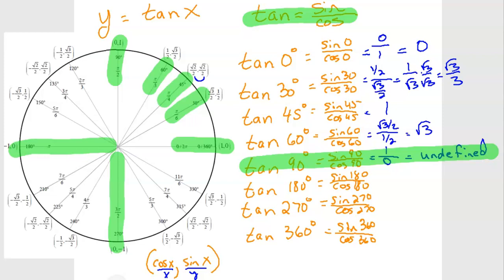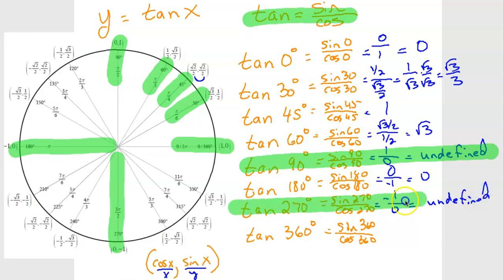Likewise, when we go to the major angles, tangent of 180: sine of 180 is 0 and cosine of 180 is -1, so this is 0. Tangent of 270: sine of 270 is -1, divided by cosine of 270, which is 0. Notice this is undefined as well. Very important to realize that. And the tangent of 360 is the same as tangent of 0 degrees, so you get 0 on that. So notice what we have here.